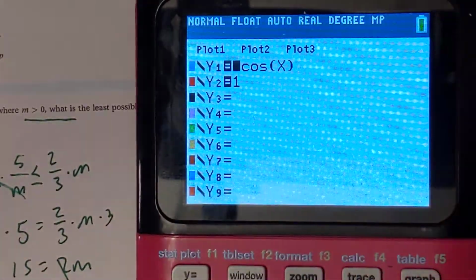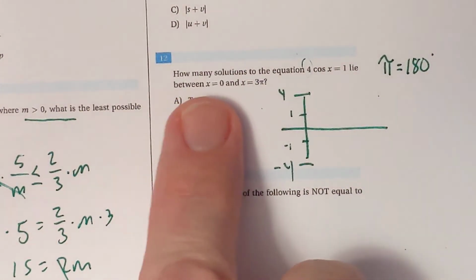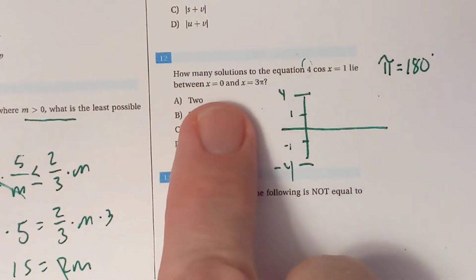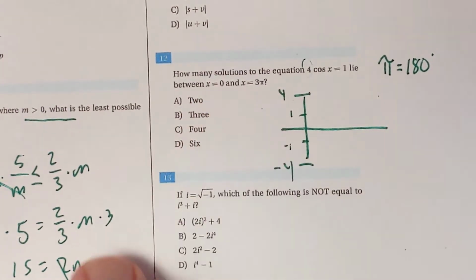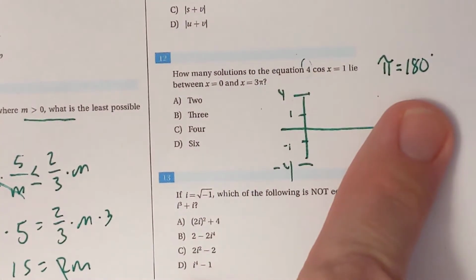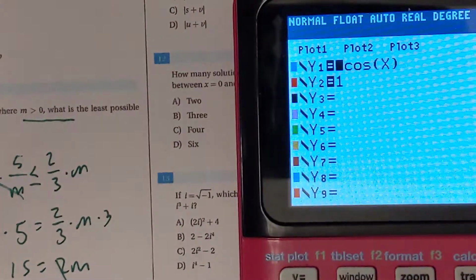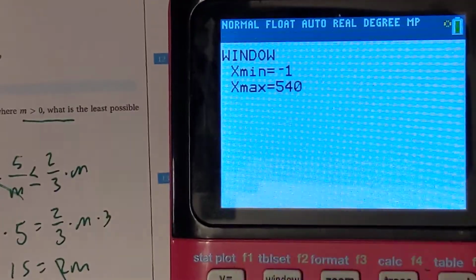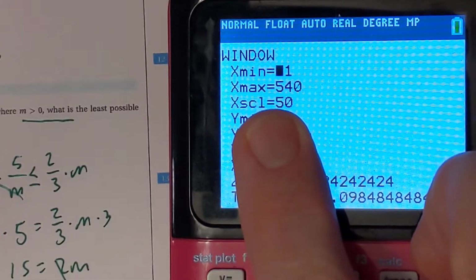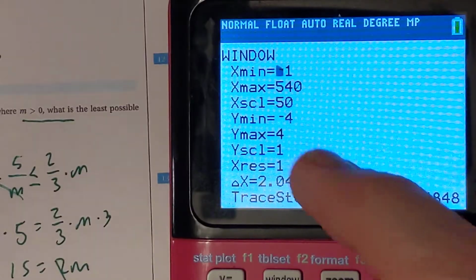So 4 times cosine of x, and then the other one would be 1, because it says in the problem, how many solutions does 4 cosine x equal 1 between x equals 0 and x equals 3 pi? So this isn't the pi of the 3.14159 variety. This is the pi of pi equals 180 degrees. When I go to my window, for my x-min, I don't like it to be just 0, so I'm going to go -1, and then 3 times 180 is 540. My y's are going to go from -4 to 4.